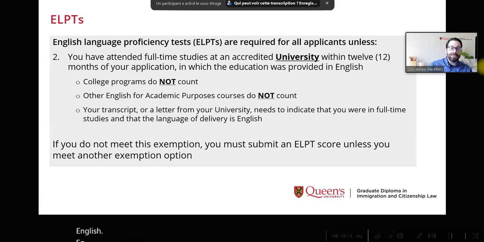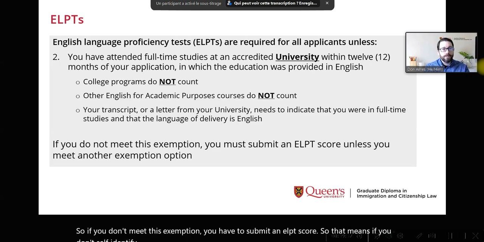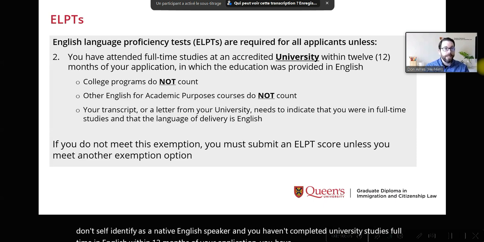So if you don't meet this exemption, you have to submit an ELPT score. That means if you don't self-identify as a native English speaker and you haven't completed university studies full-time in English within 12 months of your application, you have to submit an ELPT for the admissions process.